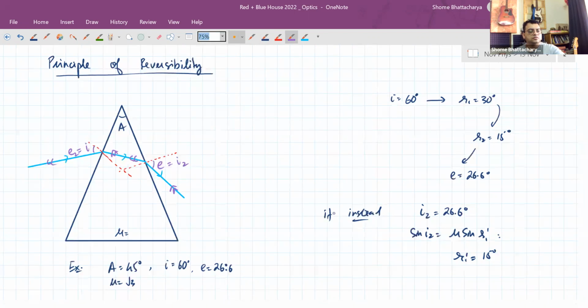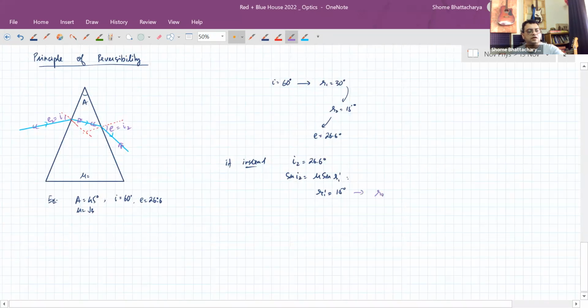And then the fact that R1 prime plus R2 prime is equal to A will tell me that R2 prime is 30 degrees. Okay. And then mu sine R2 prime is equal to sine I. Let's write this as I prime so that we're using the same notation.